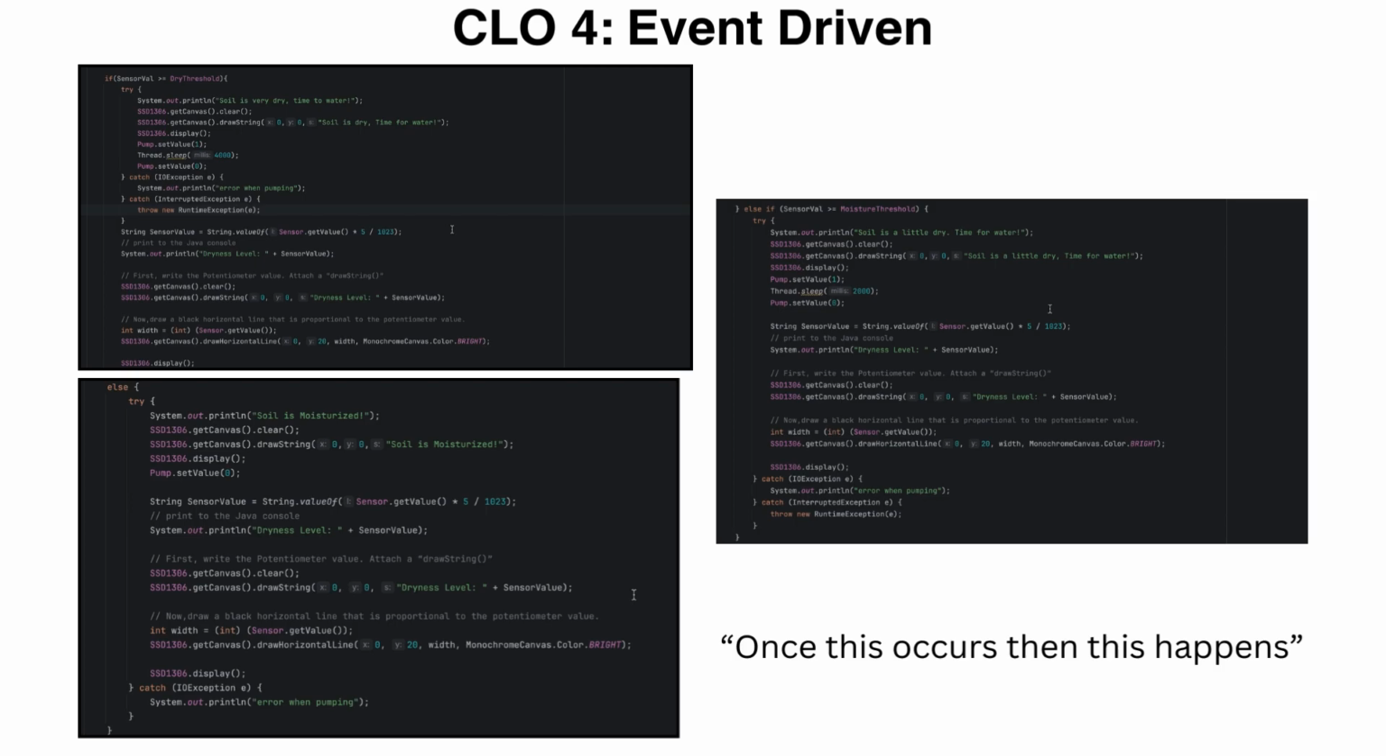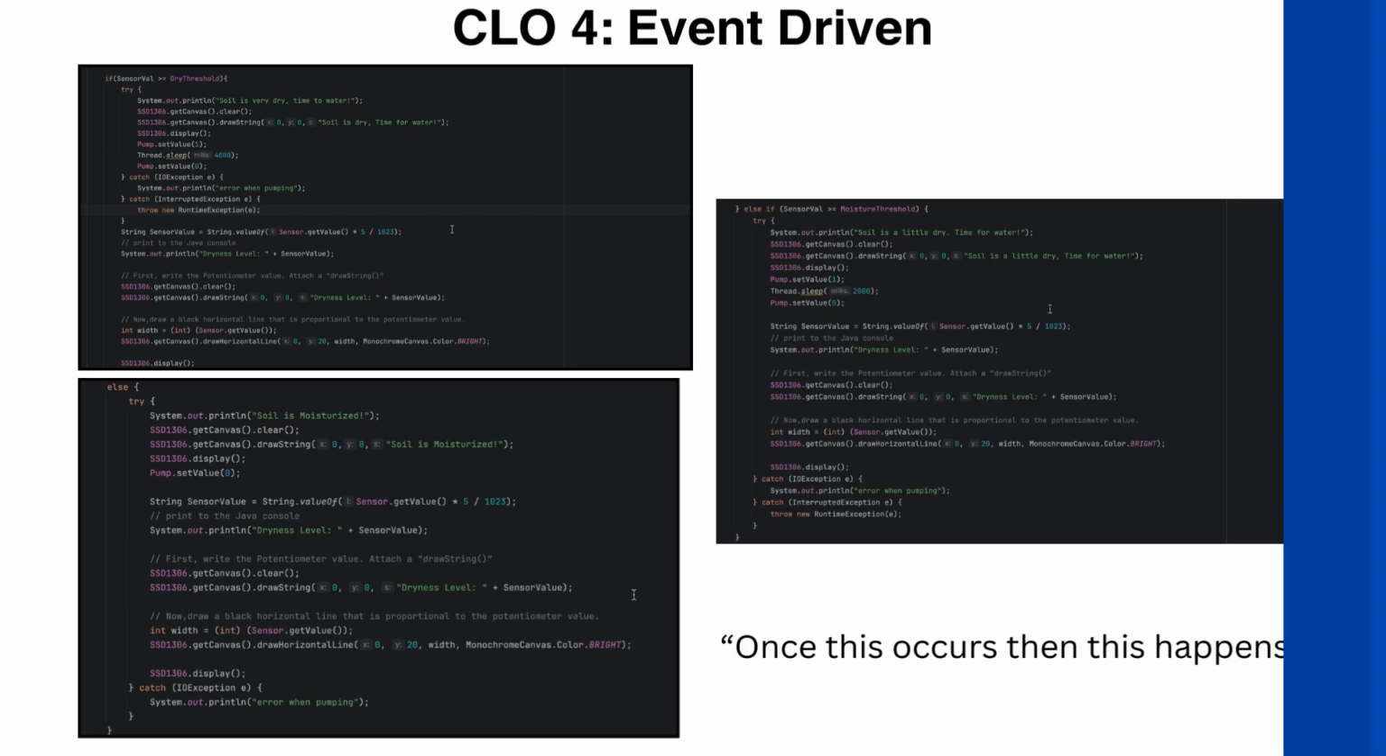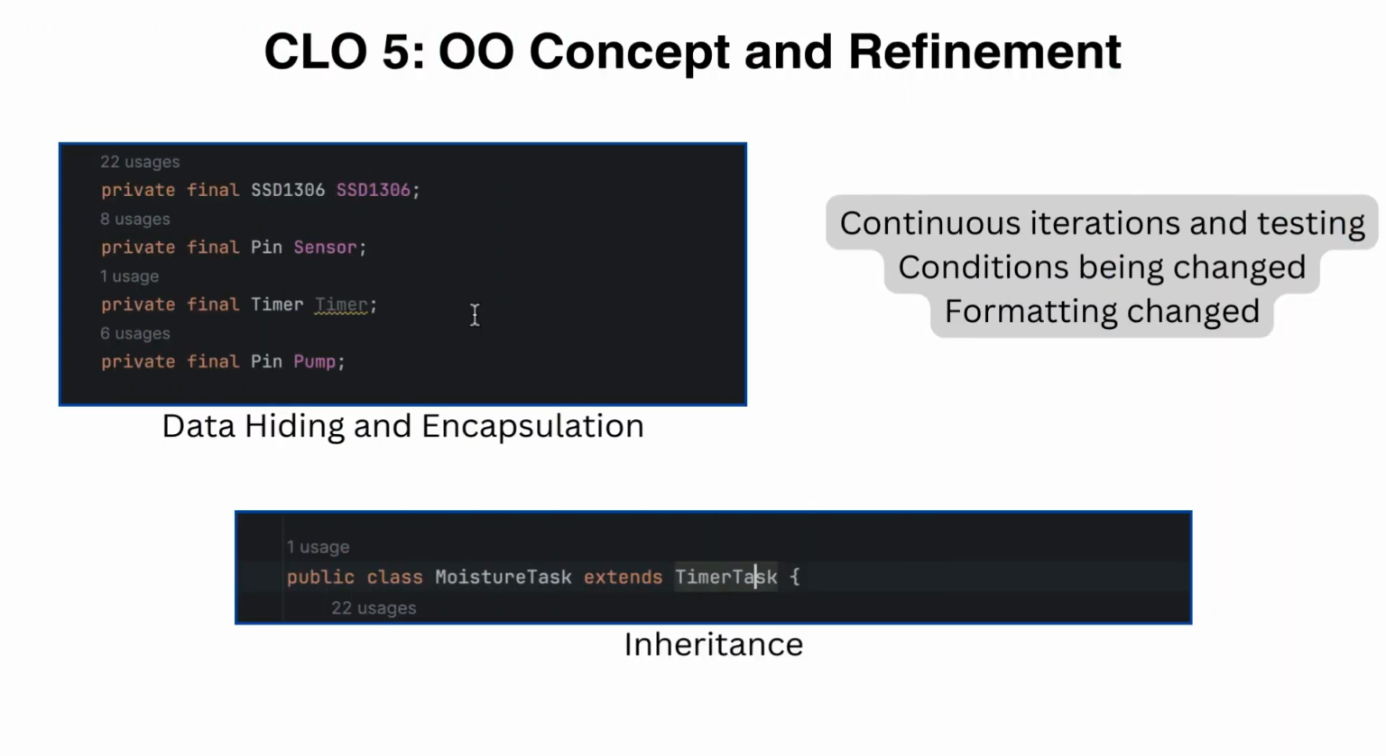I implemented conditions based off the level of dryness. If any of the dry conditions are met, then my MOSFET switch turns on the water pump for a certain period of time. If the wet condition is met, then nothing happens, and these conditions were all kept in my timer task. For CLO5, I use different object-oriented elements such as data hiding and encapsulation by using private variables.